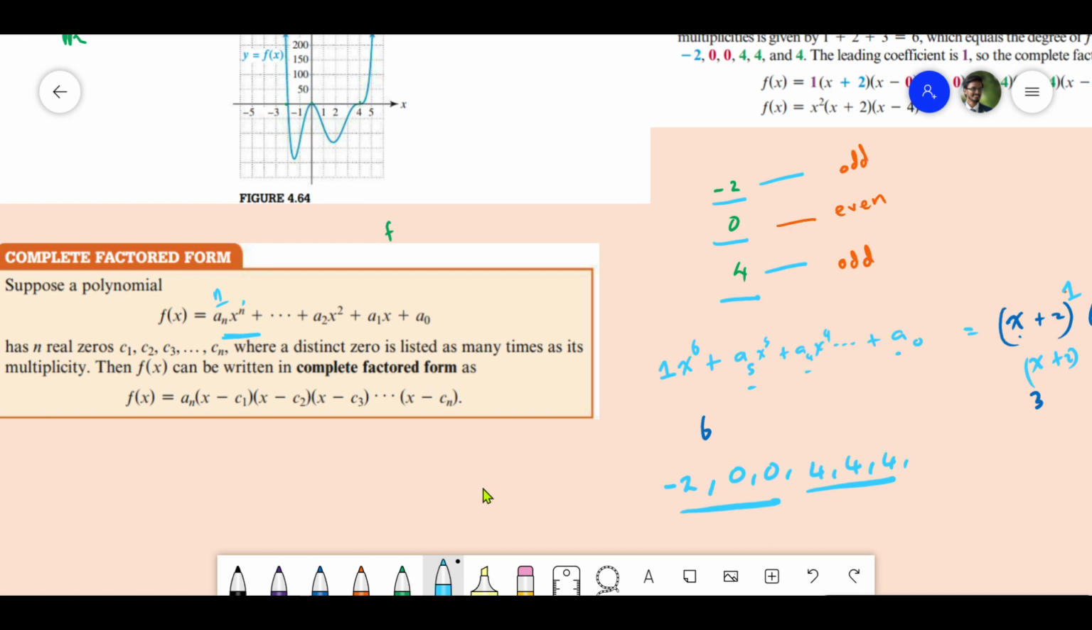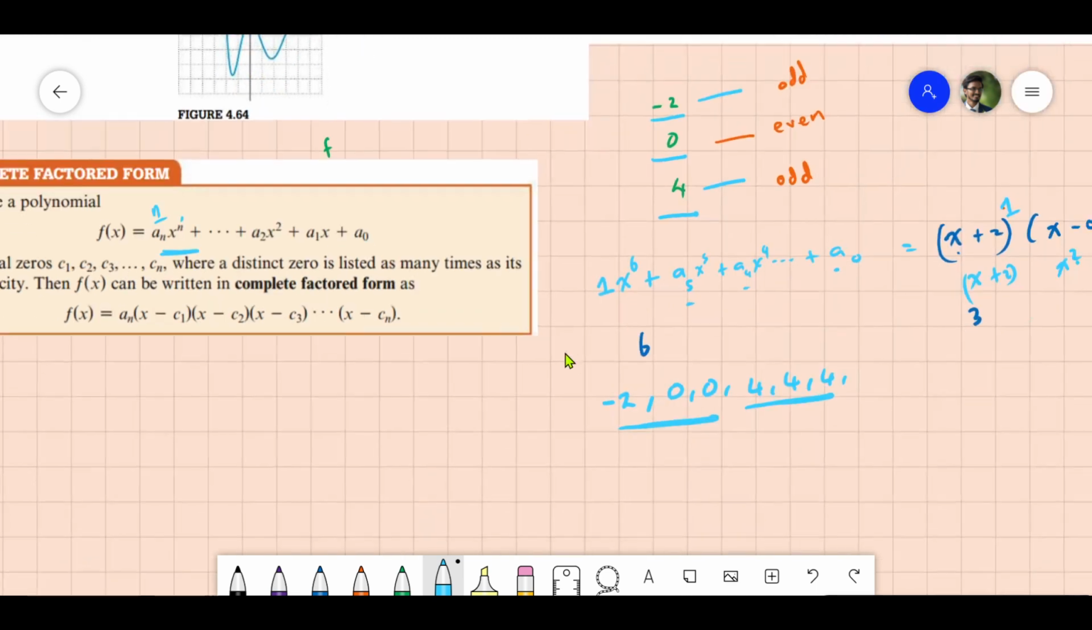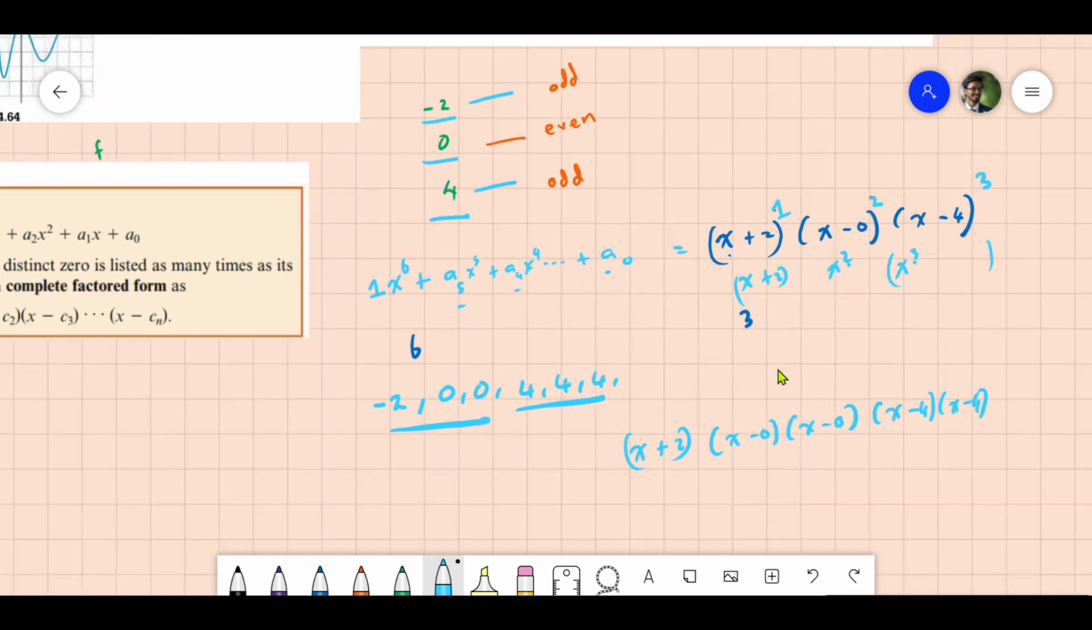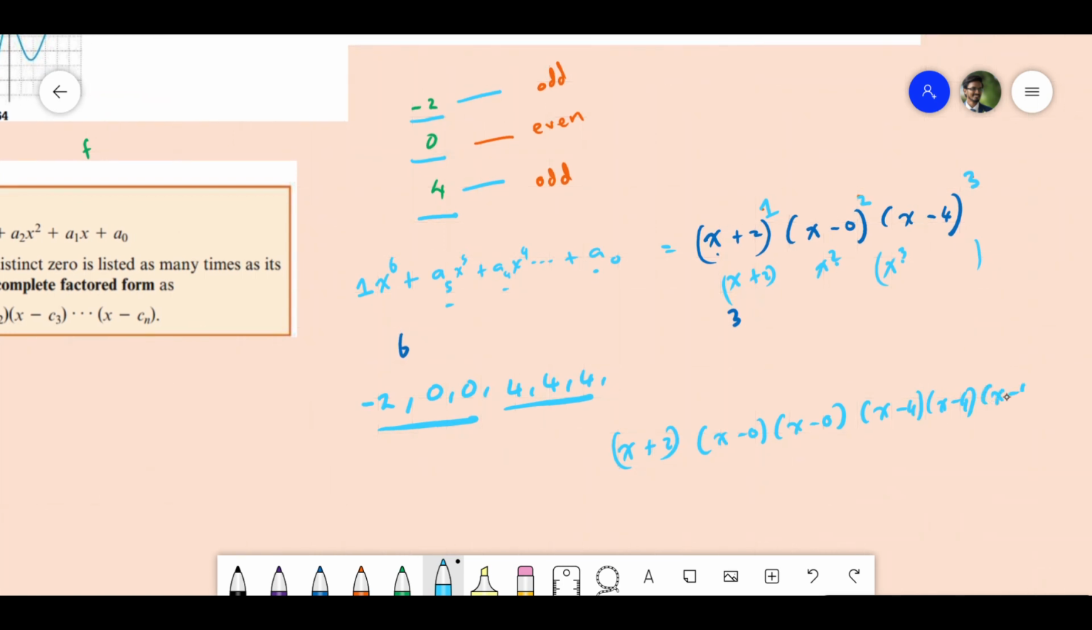And if you are going to write it in this way, what you will get will be (x plus 2)(x minus 0)(x minus 0)(x minus 4)(x minus 4)(x minus 4). So you can simplify it and write it like this. You can combine these two terms and combine these three terms and form this product instead.